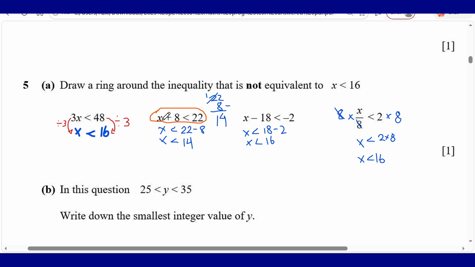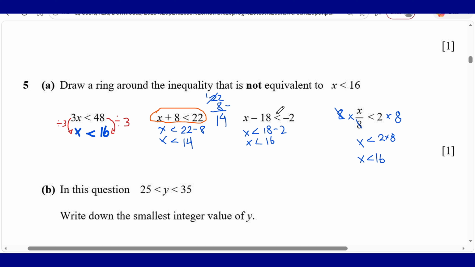Here's the explanation. We cancel out the 8 on the left hand side by subtracting. Move the 8 from positive to negative. So 22 minus 8 is 14. While this one, 3x less than 48, we can divide both sides of the inequality by 3, and then 3 divided by 3 is x. 48 divided by 3 is 16. So this is equivalent to the requirement.